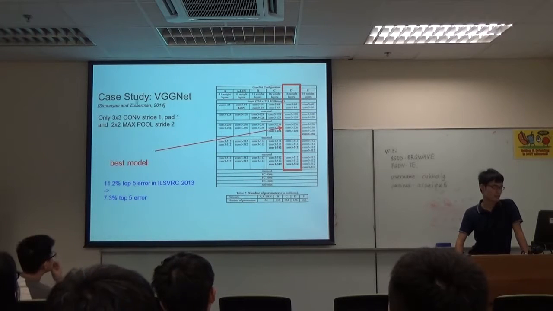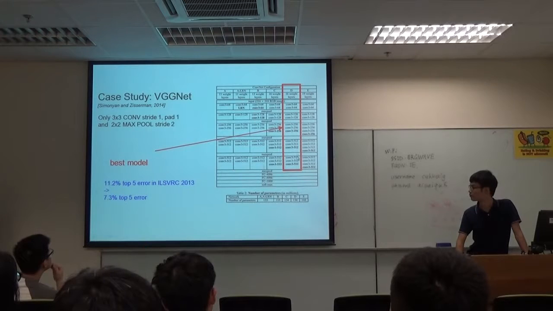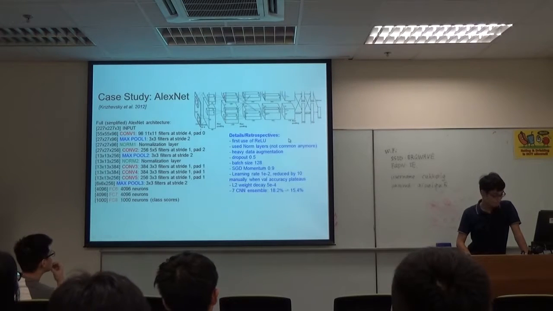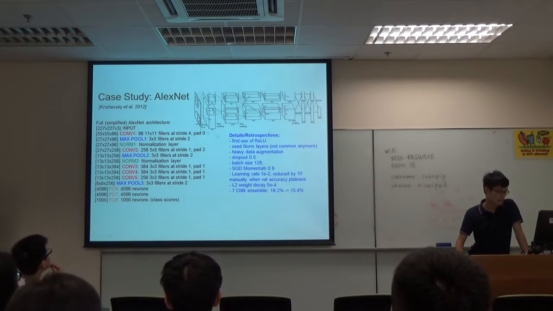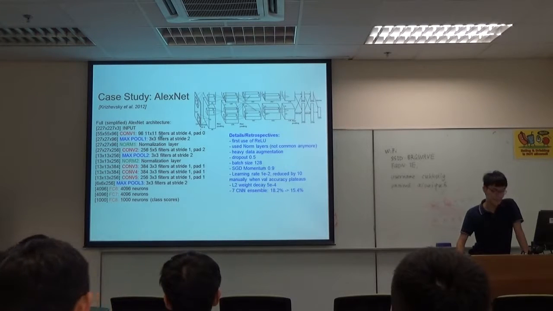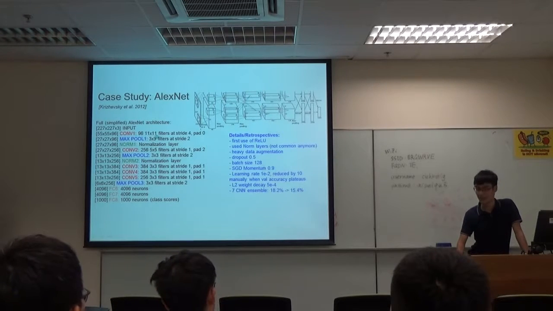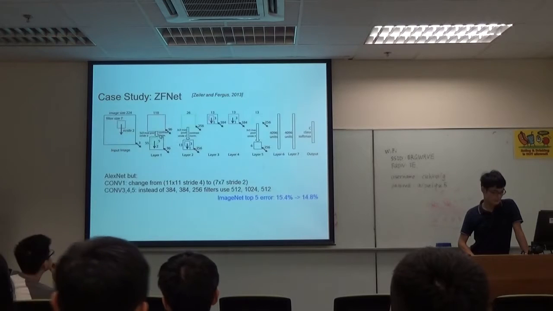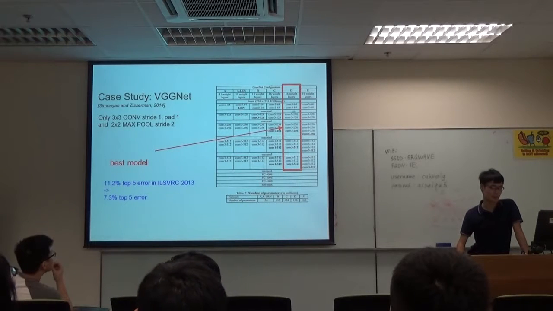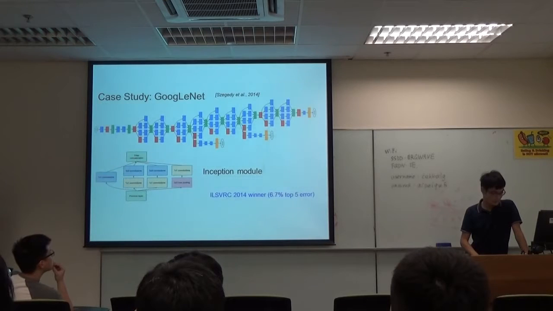Another feature of this network is it uses very small kernels. We can see this is the first network. In the first layer it uses an 11 by 11 filter. But in this network it only uses 3 by 3 filters. So the trend is to use smaller and smaller filters.